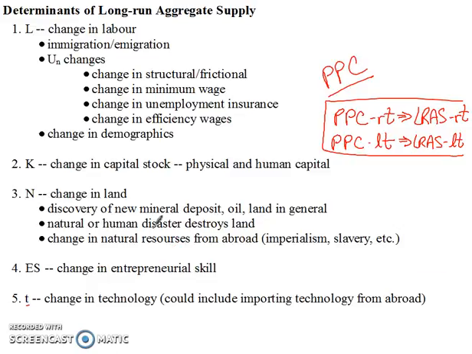They're all the same things that would shift the production possibilities curve, which of course also means that they would shift the long-run aggregate supply curve. So if you get an increase in land for some reason, long-run aggregate supply shifts to the right. If you get a decrease in capital, long-run aggregate supply would shift into the left. If you get an increase in technology, long-run aggregate supply curve would shift out to the right. If you get a decrease in labor, long-run aggregate supply would shift into the left. So it's all the same shifts as the production possibilities curve.